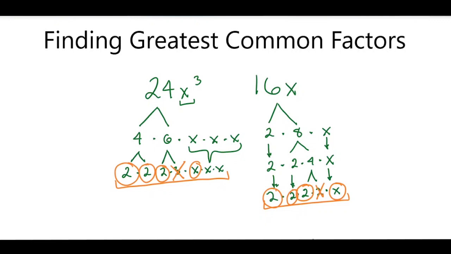So 2 times 2 times 2 is 8, and bring down the x because there's an x. So my greatest common factor is 8x.